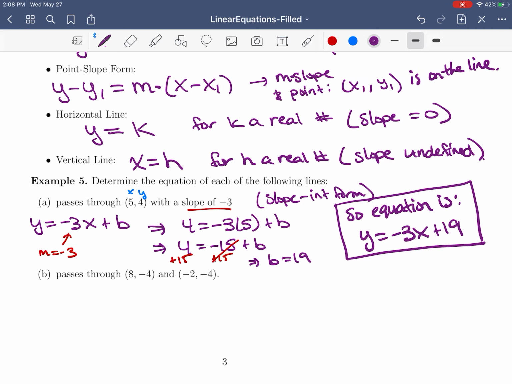Okay, so for the next example, I only have 2 points. So I first want to find the slope. I'm going to do x1, y1, x2, y2. So I have negative 4 minus negative 4 over negative 2 minus 8. So I get 0 over negative 10. What is this?